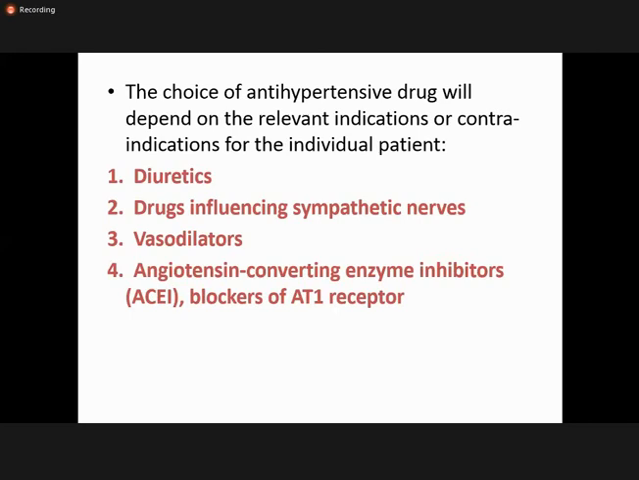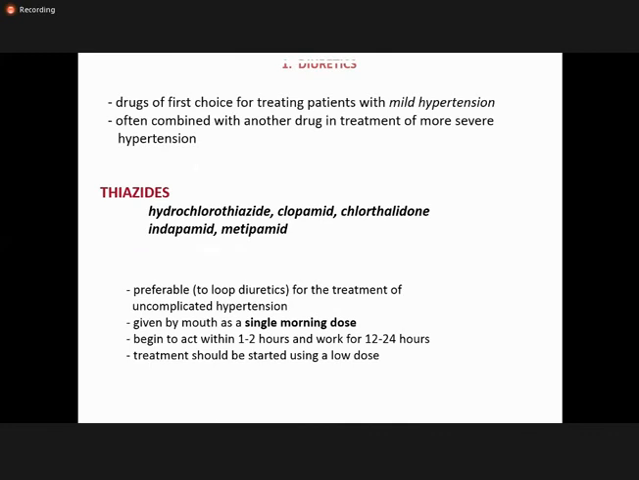So these are the major drugs. Diuretics, drugs influencing sympathetic nerves, vasodilators, angiotensin converting enzyme inhibitors or receptor blockers. So these are the major groups of drugs, and today we are going to cover two main groups. Diuretics, the drug of first choice for treating patients with mild to moderate hypertension, and often combined with another drug in treatment of more severe hypertension.